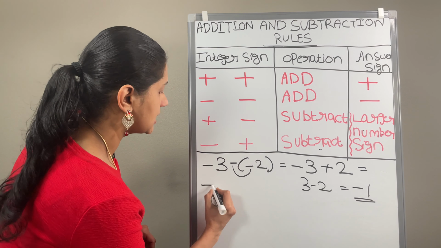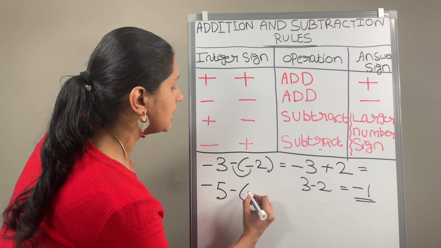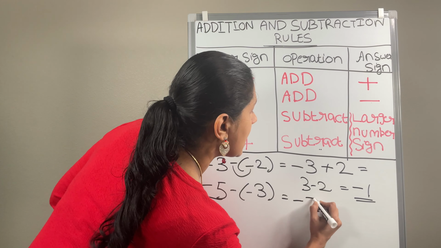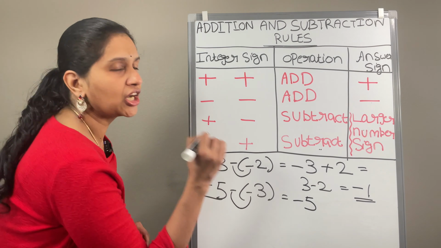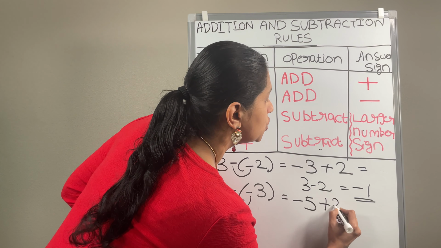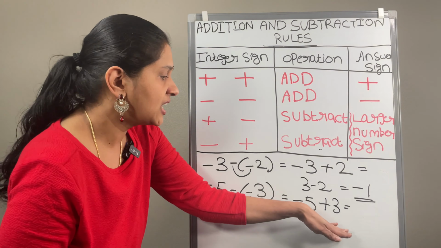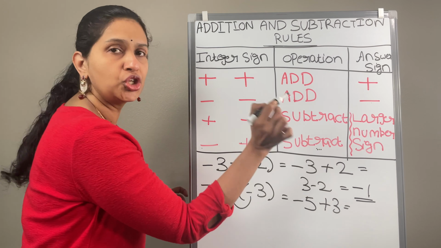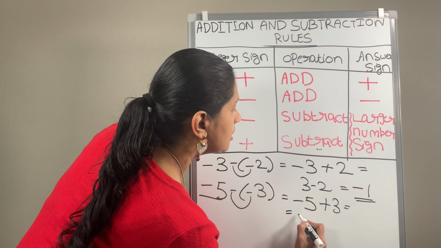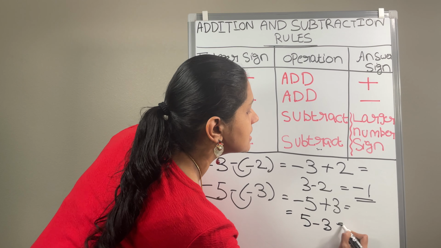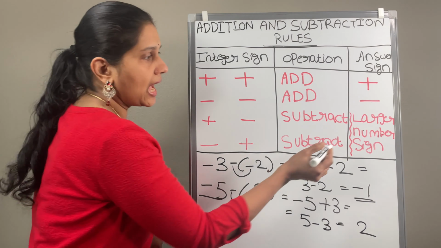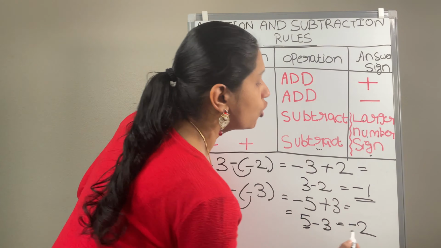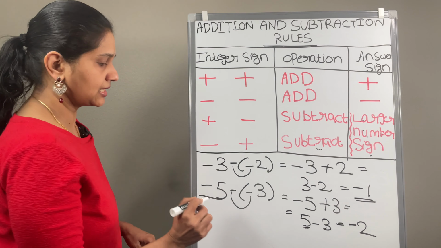Now consider another example, minus 5 minus 3. So again I am putting this negative 5 as such. Now when you have two negatives nearby, you simply need to add it. Now minus 5 plus 3. So what operation do you need to perform? Subtraction. The meaning of this is 5 minus 3, which is equal to 2, and put the larger number sign here. 5 is the larger number. So minus 2 is going to be the answer.